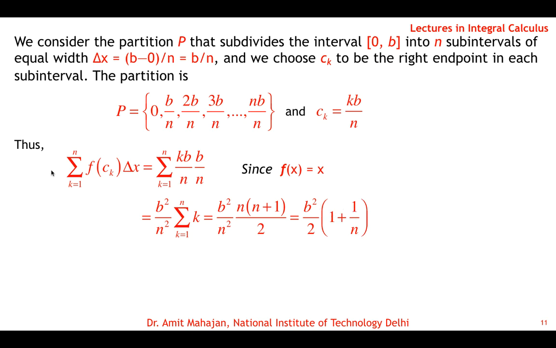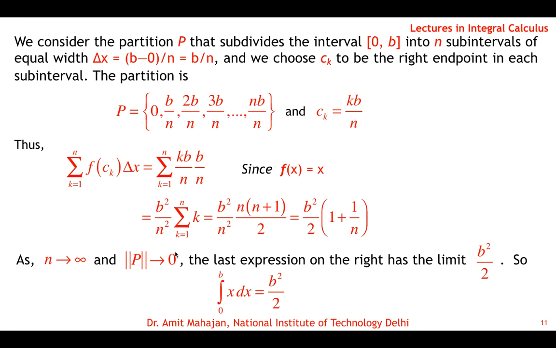When we take the limit as the norm of P tends to 0, which is the same as n tending to infinity, you can easily see that this will tend to b squared by 2. The limit as n tends to infinity is equal to the integral, which is b squared by 2. So when n goes to infinity or the norm of P goes to 0, this results in b squared by 2, which is the limit and equals the integral value. So by the definition of the Riemann sum also, the integral from 0 to b of x dx is nothing but b squared by 2. So that's one example using the definition.